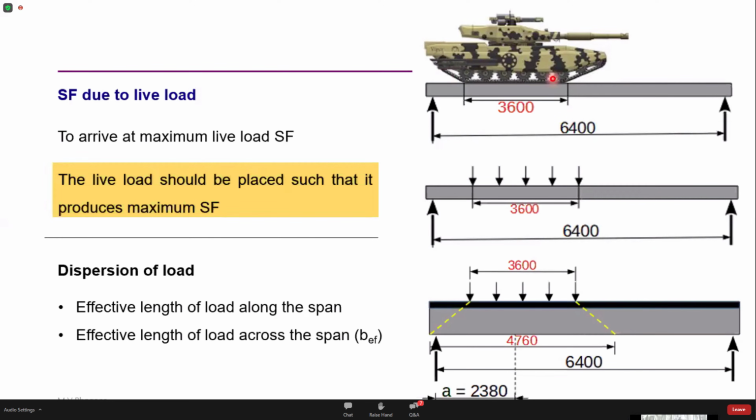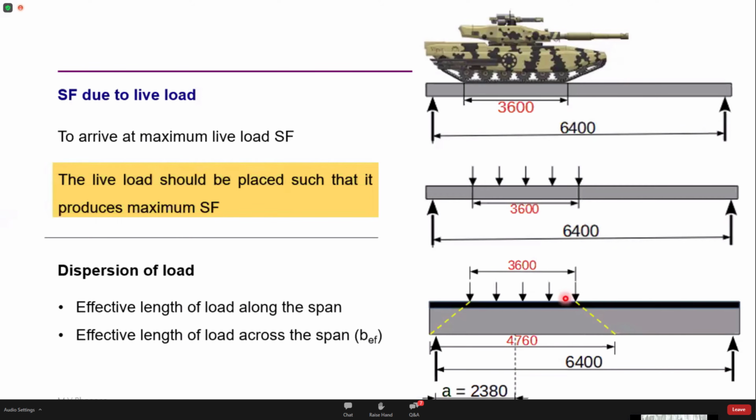But in case of these vehicular loadings, the contact length of this vehicle is 3.6 meters. If I try to place it exactly on the support, part of the load is going to get dispersed away from the deck slab and part of the load is going to disperse into the slab. So that is not going to give me a condition of maximum shear force. So the live load should be placed in such a way that the entire dispersion of the live load can be accommodated within the deck slab itself, and it is as close to the support as possible.